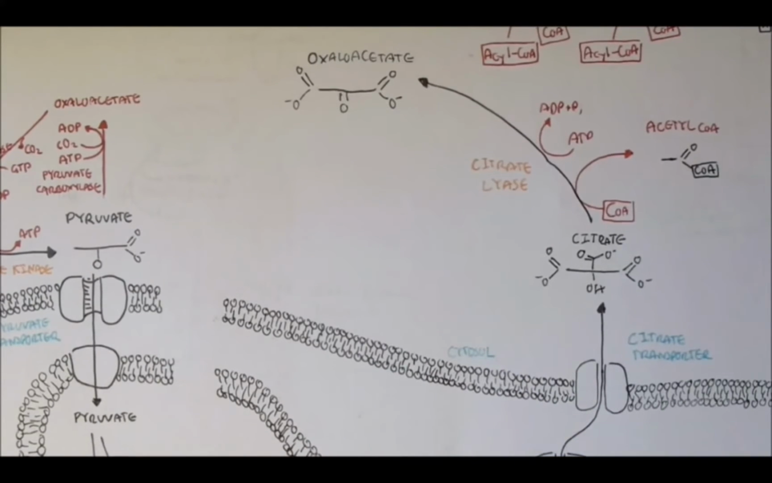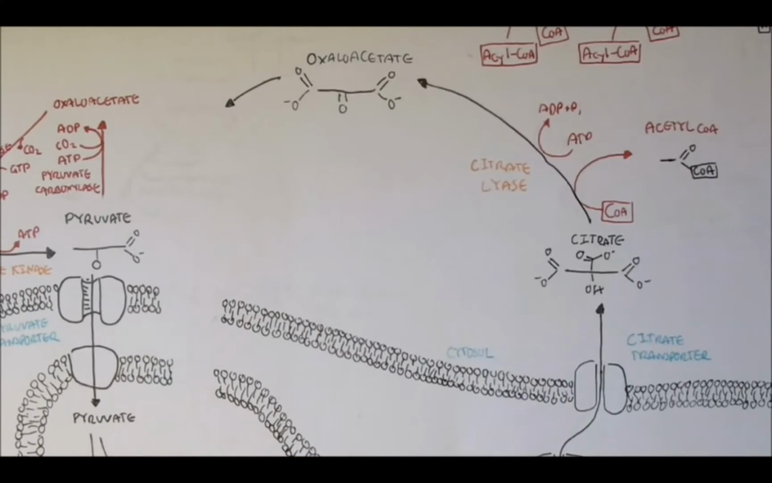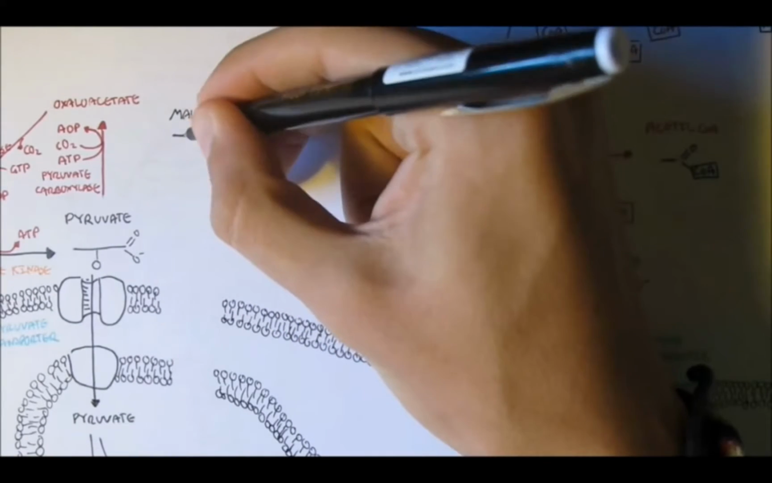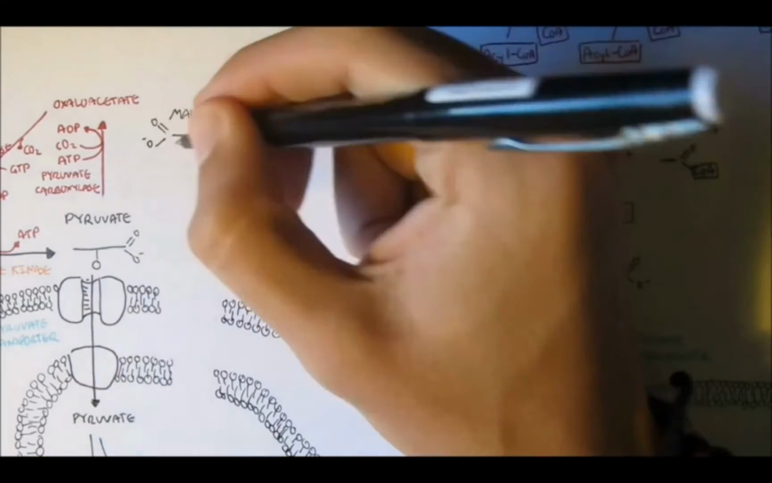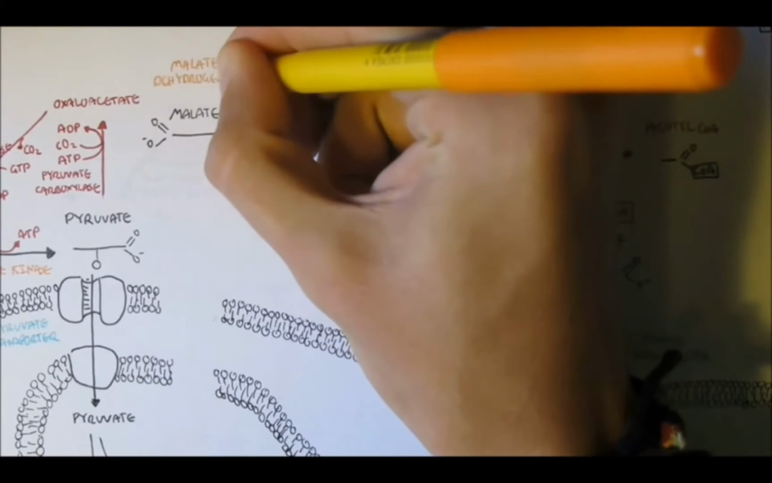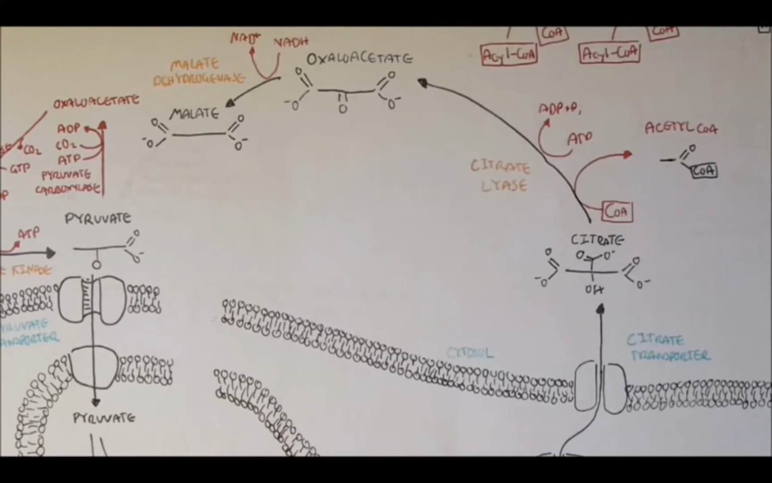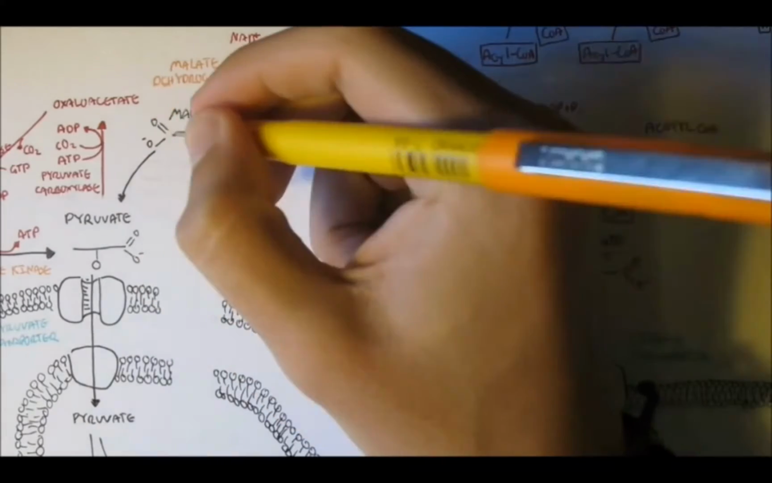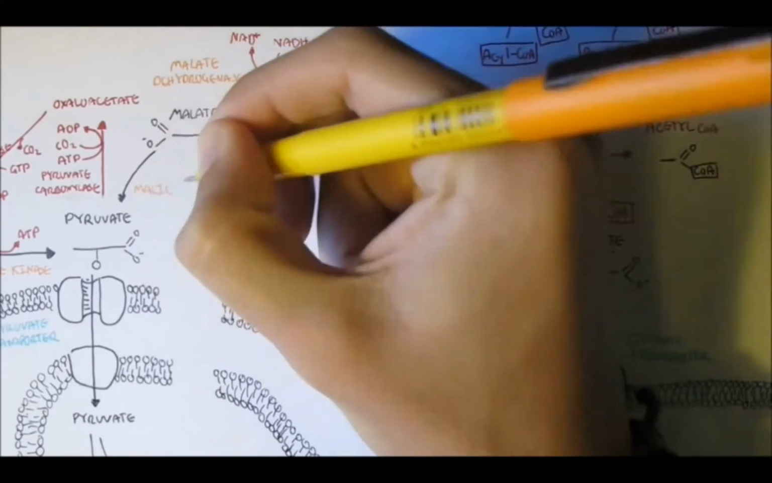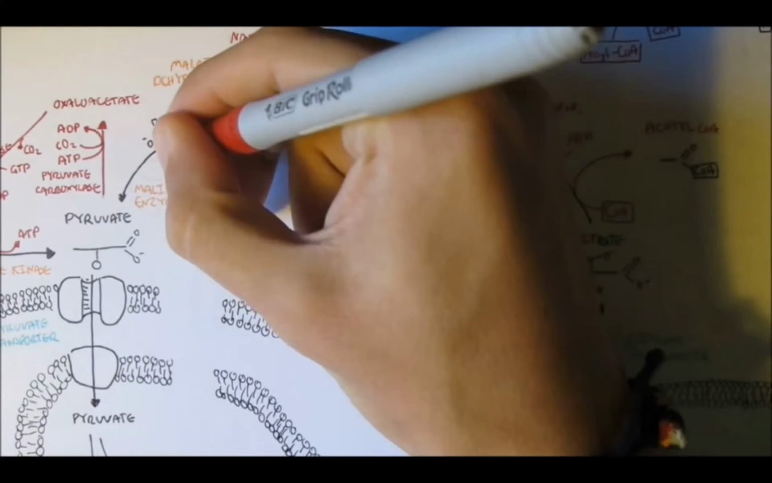So back to oxaloacetate. Now, oxaloacetate can be reduced to form malate by the enzyme malate dehydrogenase. So if oxaloacetate is reduced, it means that NADH is oxidized. Now then, malate can be oxidized back to pyruvate by the enzyme malic enzyme, through a decarboxylation reaction, by removing a carbon dioxide group.